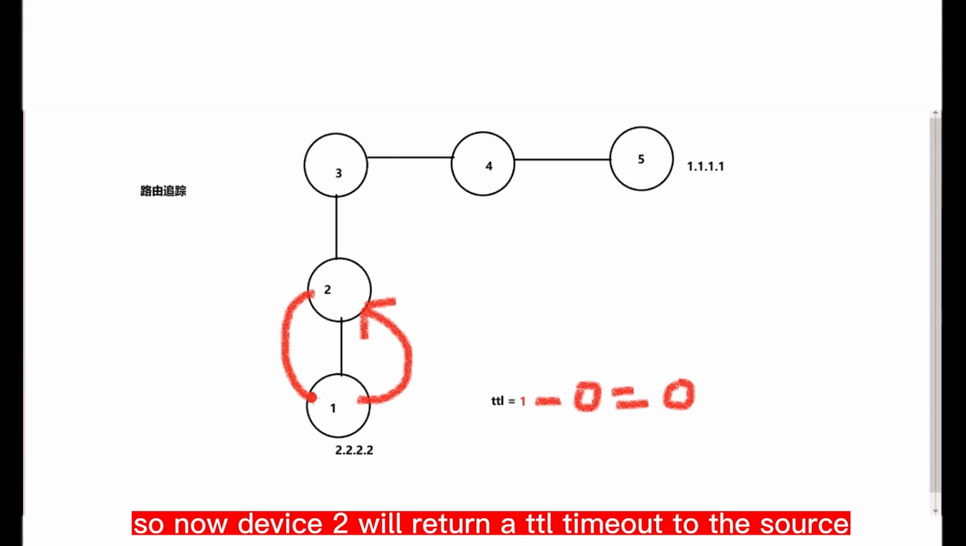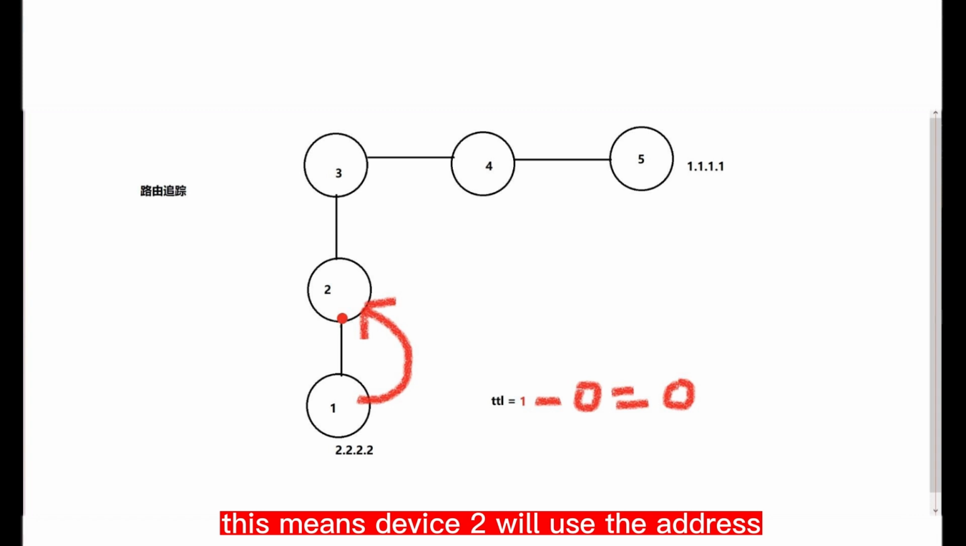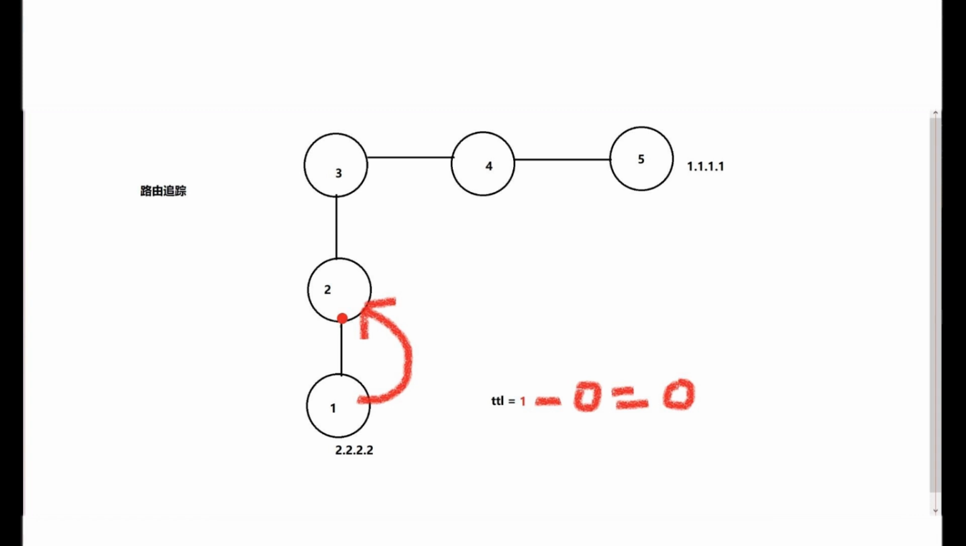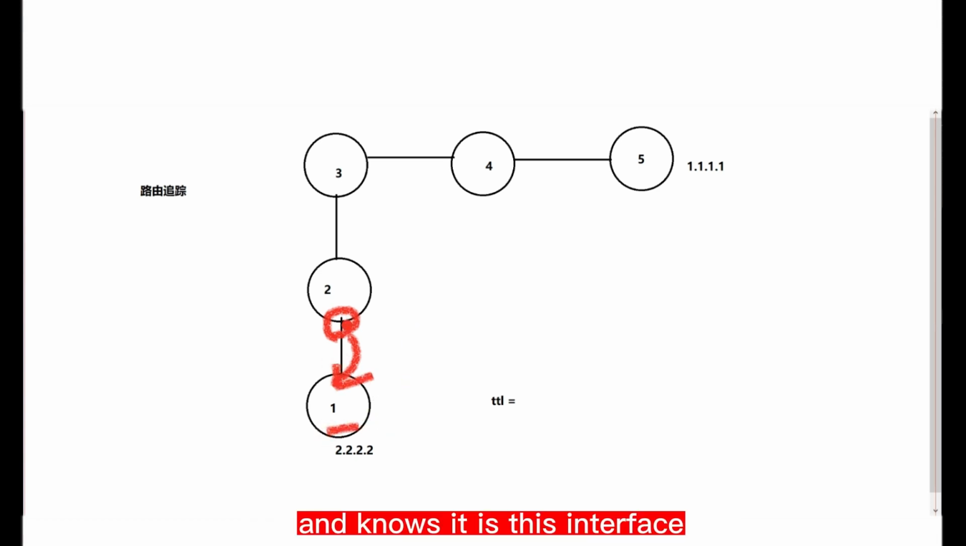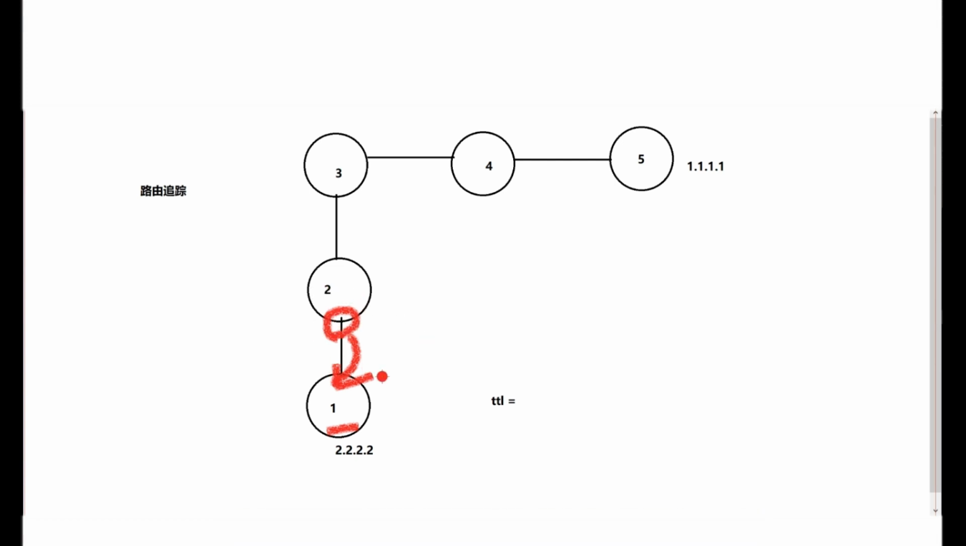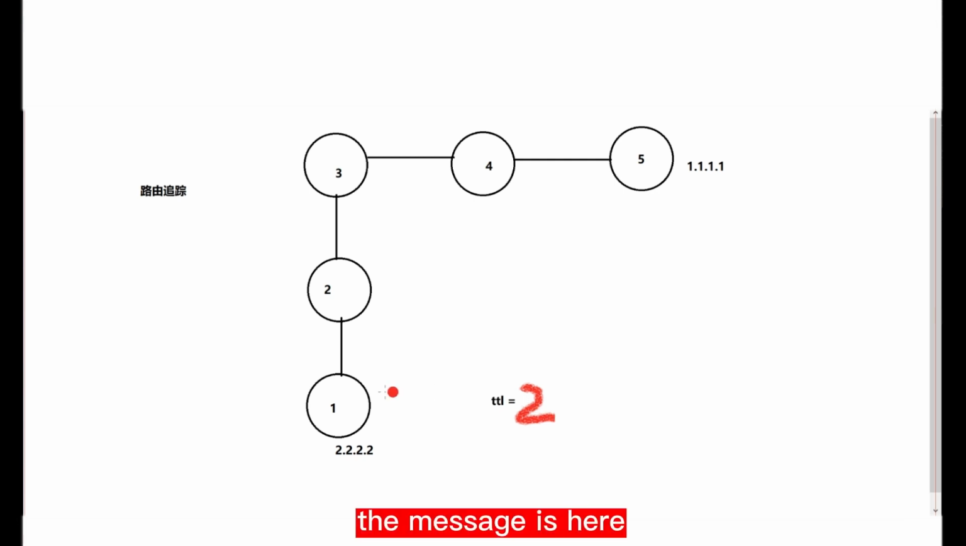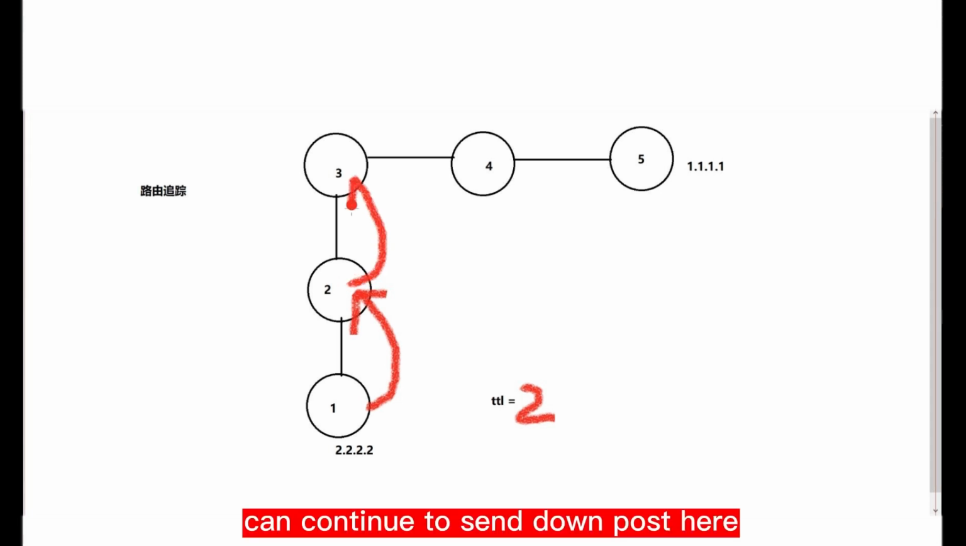So now device 2 will return a TTL timeout to the source. This means device 2 will use the address of this interface to reply to device 1. Device 1 receives the message and knows it is this interface. It knows who its next device interface is. Next we will send a new message. In the new message, TTL is equal to 2. The message arrives here, TTL minus 1 equals 1. It can continue to be sent down.